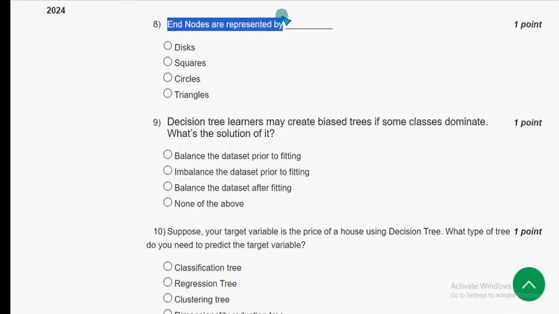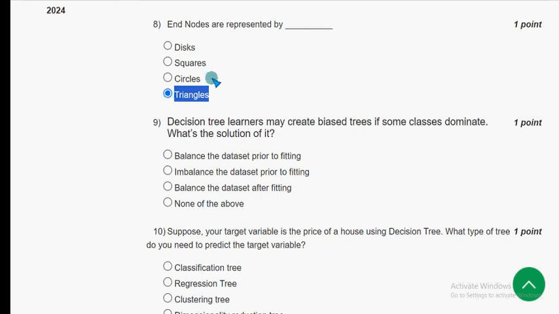N nodes are represented by dash. N nodes are represented by what shape? Dash. So for eighth question, the answer should be fourth option, guys, triangles. It should be triangles generally. Next, ninth one.